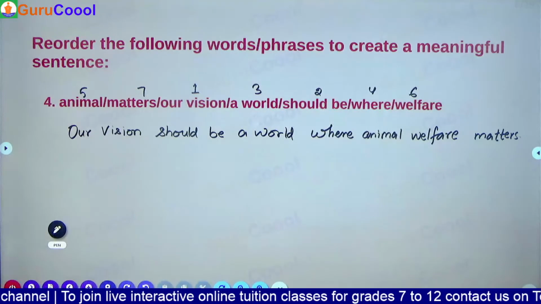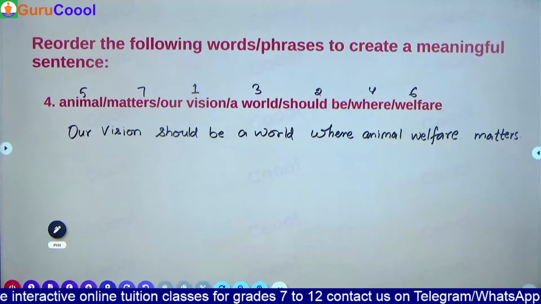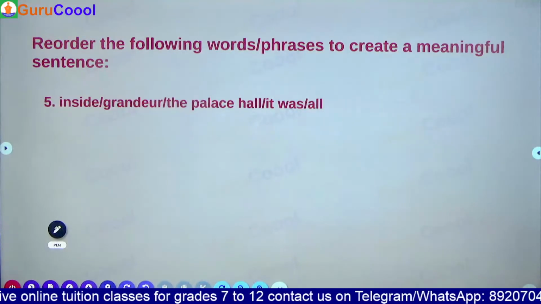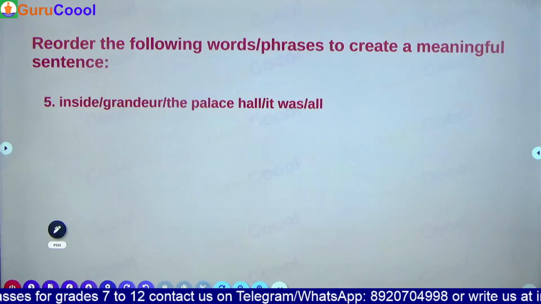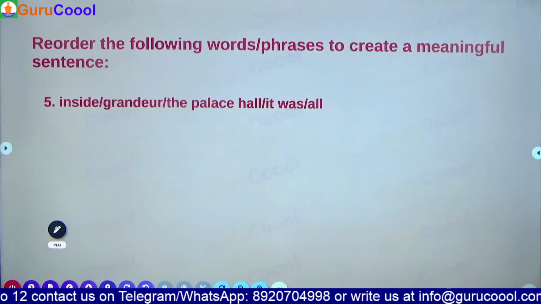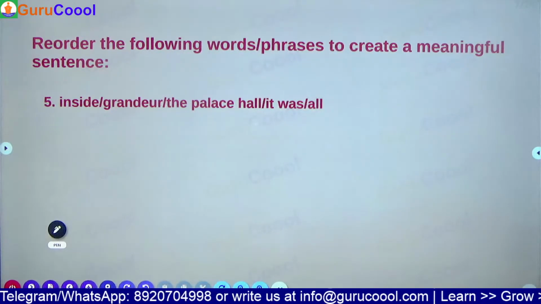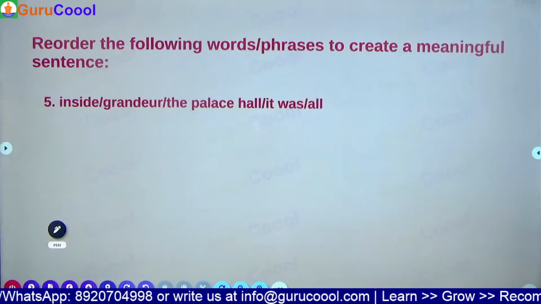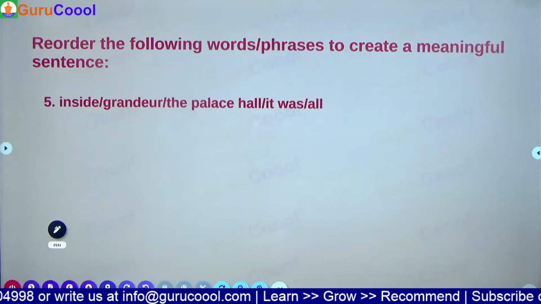Ready for the next? Yes, sir. Here it is. Take your time to rearrange. Sir, what does grandeur mean? Grandeur means very large, very big, very beautiful.